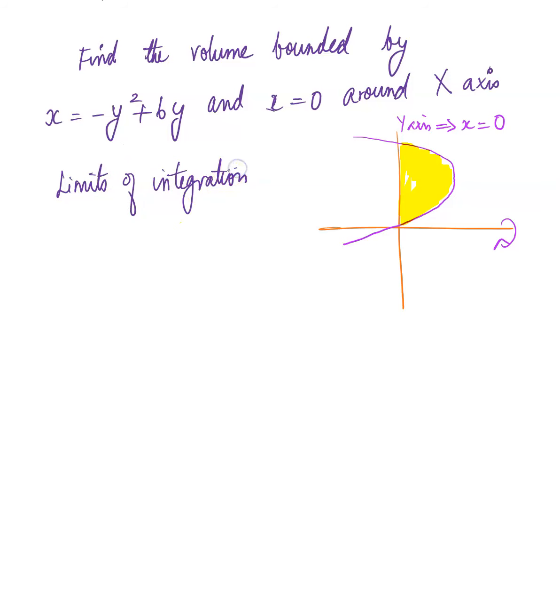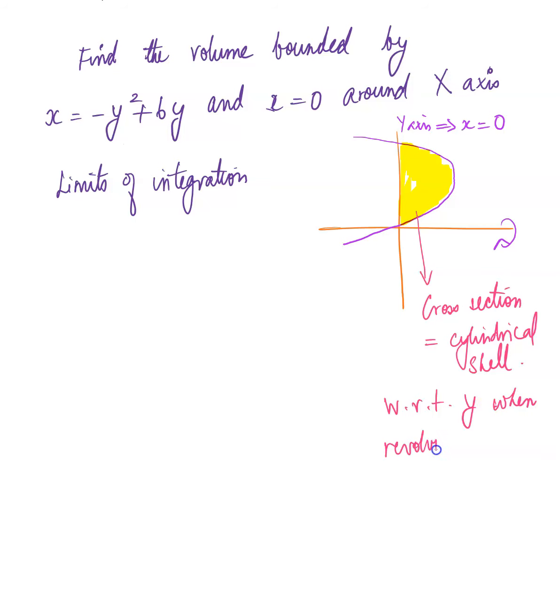And I need these limits of integration in terms of y, because remember, if it's around the x-axis, it's all with respect to y. Okay, so I'll make a quick note of that here. Cross-section is equal to a cylindrical shell. And if that's the case, then we do it with respect to y when revolving about the x-axis.